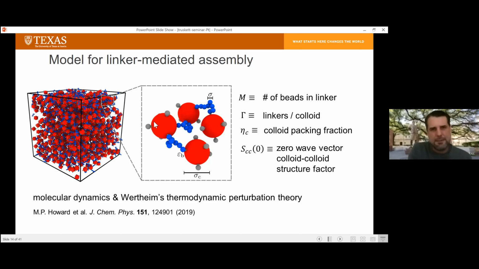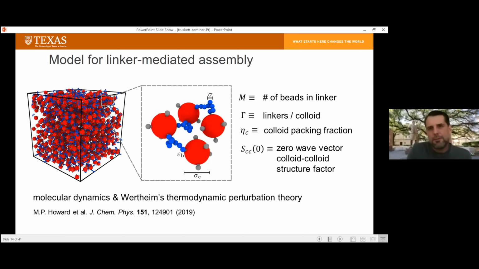They will have 8 patches each on them, arranged in an octahedral shape, so sort of a symmetric patchy interaction. But those patches don't interact with patches on other colloids. They only interact with linker molecules. And so the way that these nanocrystals will assemble in this model is through these bifunctional linkers.